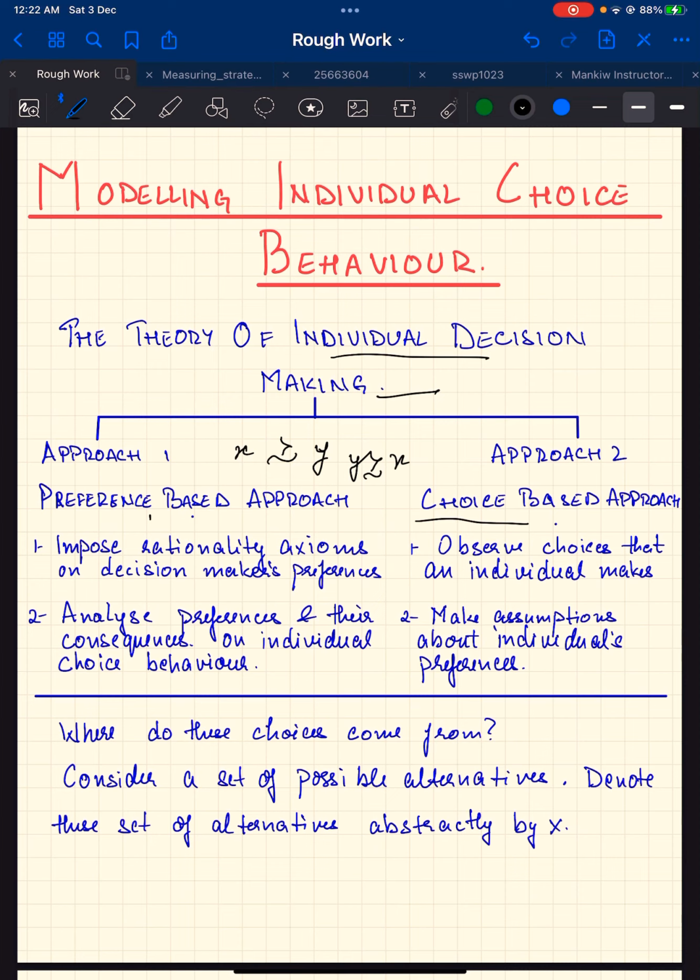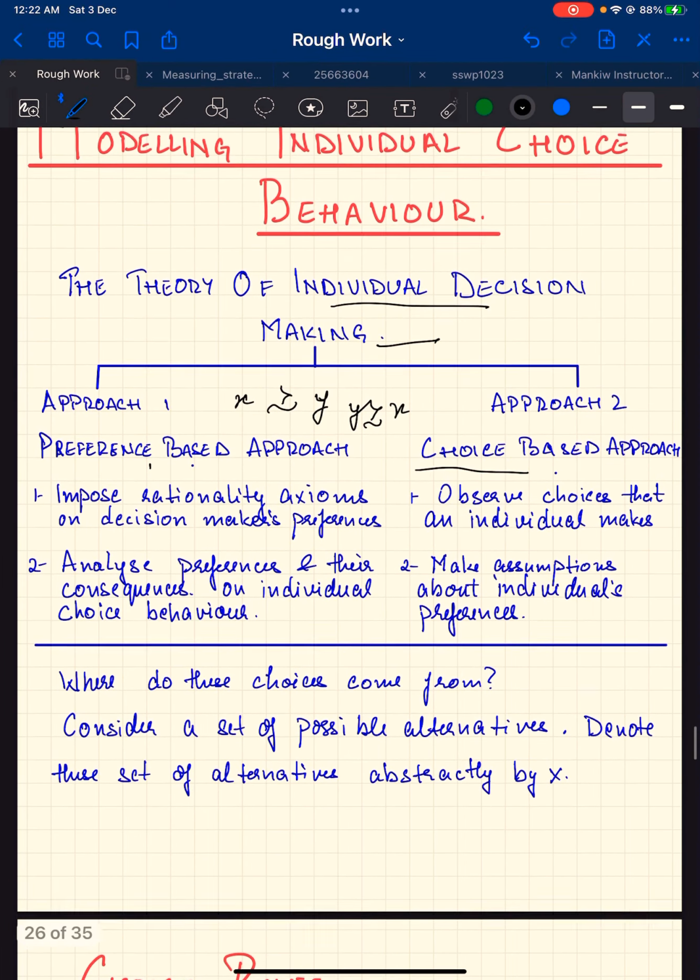In the choice based approach, on the other hand, we observe the choices that an individual makes and make assumptions about individual preferences. The choice based approach is what we will explore further. Now, what are these choices? Where are these choices coming from?